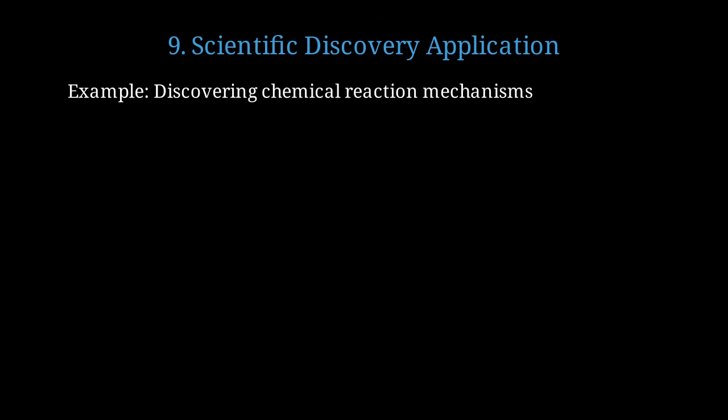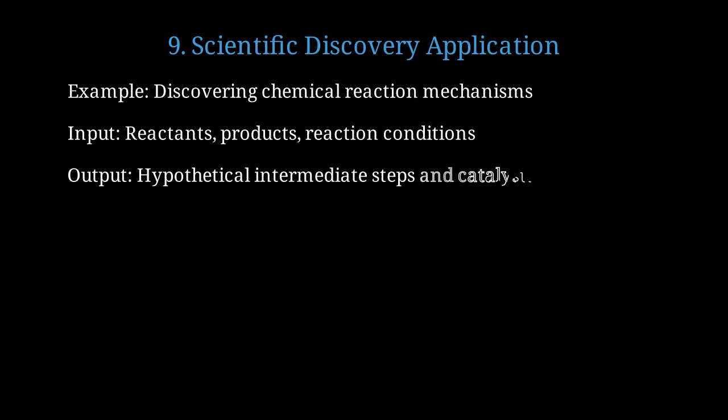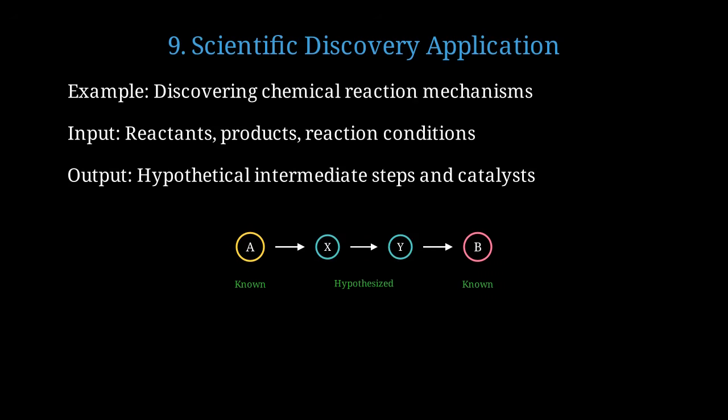Computational abduction mirrors how scientists make discoveries. Consider discovering chemical reaction mechanisms from experimental data. We input the reactants, products, and reaction conditions observed. The system outputs hypothetical intermediate steps and possible catalysts that could explain the transformation. From known reactant A and product B, the system hypothesizes intermediate species X and Y that could mediate the transformation.